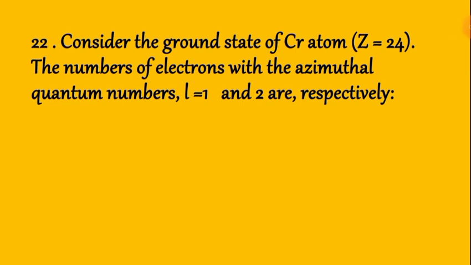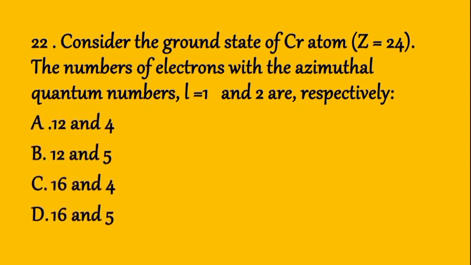Consider the ground state of chromium atom with atomic number 24, the number of electrons with the quantum number L1 and L2 respectively.